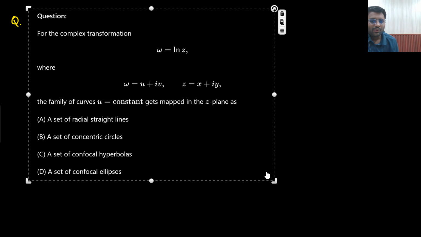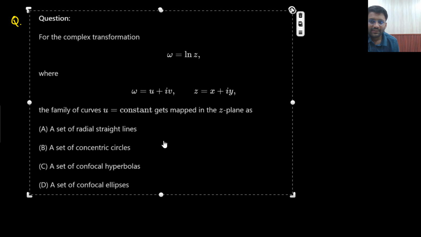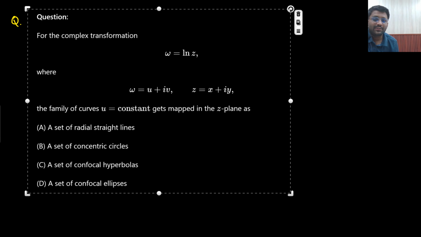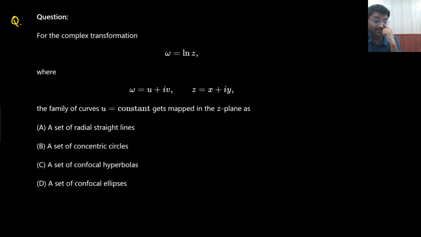Now three questions we are going to solve. All are related with the transformation. Do you remember the topic which we studied in the basics of complex number? This transformation, omega equals ln z. This is your f of z. F of z is given as ln z.